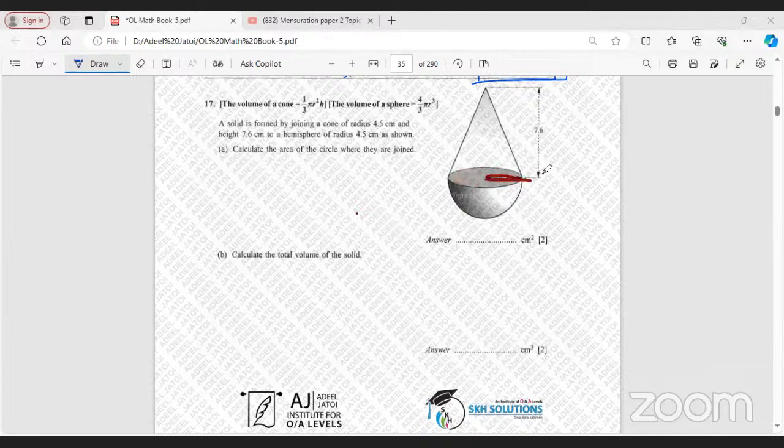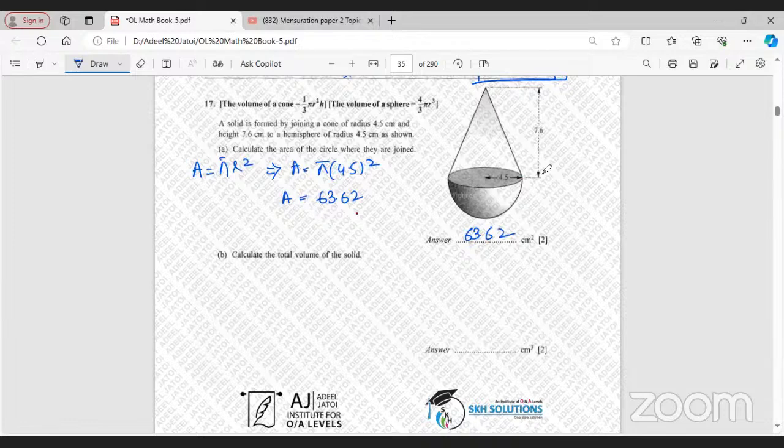So, the radius is 4.5. It's very easy. It is pi r square. Area will be pi r square. So, pi times 4.5 square. The answer for the area is 63.62.